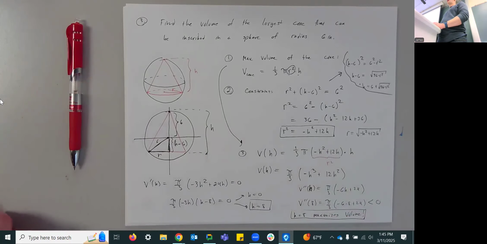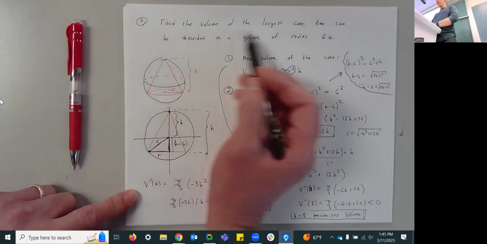And now we have to ask ourselves again the question, what are we being asked to do in the first place? Did they say find the dimensions? Did they say find the volume? Did they say something else? Let's see. Find the volume of the largest cone.